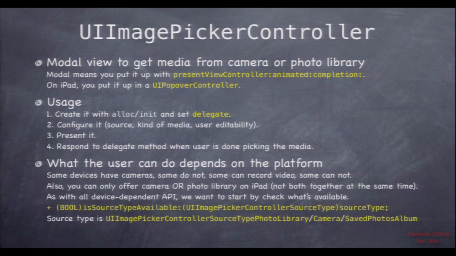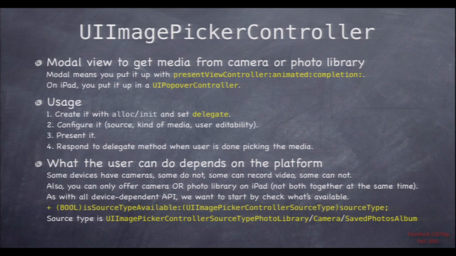So what the user can do obviously depends greatly on the device they have. Okay, some devices have cameras, some really old devices don't have a camera. Some can record video, some can't record video. On the iPad, you can't simultaneously have a UI that is getting a picture from the camera or picking from the photo library. But on the iPhone, you can. So on the iPad, you have to pick which one you're offering to the user. The way you check what's available is with this class method in UIImagePickerController called isSourceTypeAvailable.